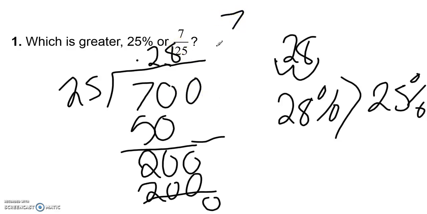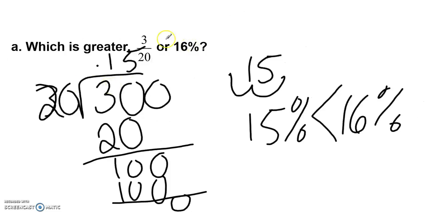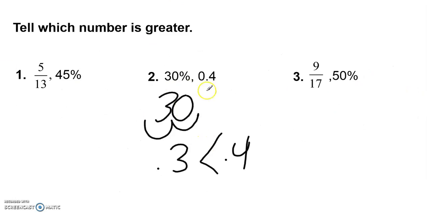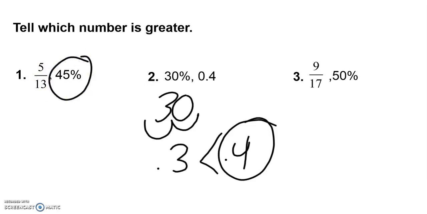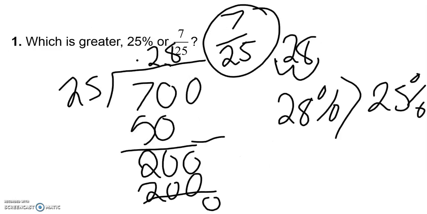AKA, we probably should write that 7/25 is greater, and you should do that with these ones too. So the 16% was already written like that, and this one's fine because this one was greater. I forget what this one was, but I think this one was greater too. So, okay. Moving on. Oh wait, did we miss something on here?